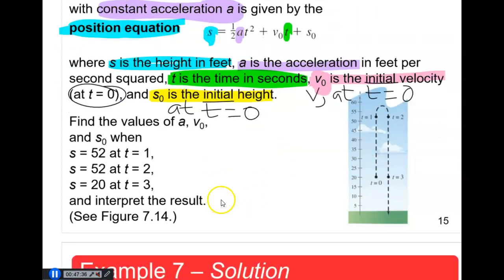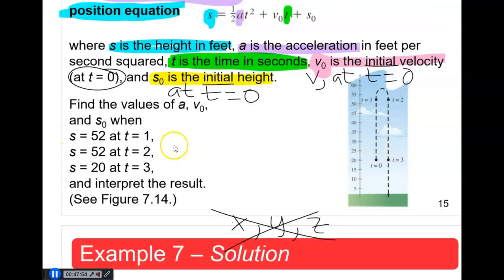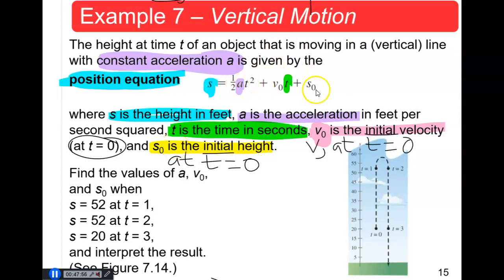Okay, so what we're going to do is find what those three are. Instead of finding X, Y, and Z, we're going to be finding, let me see the way that we're going to write them. Okay, so we're going to follow the order. So we're going to be finding A, V sub 0, and S sub 0.